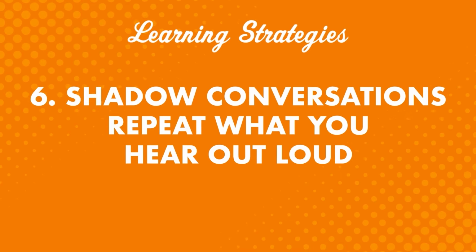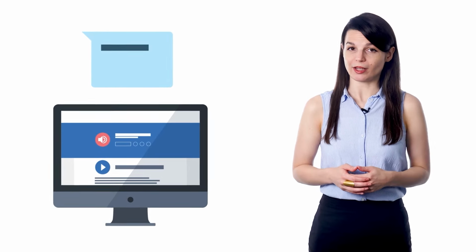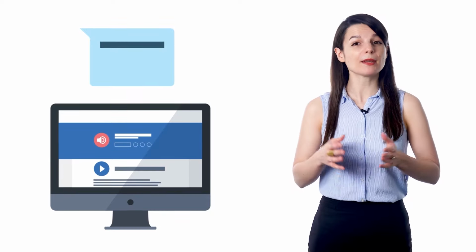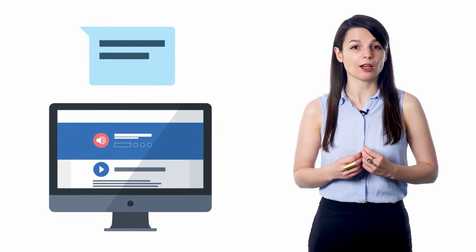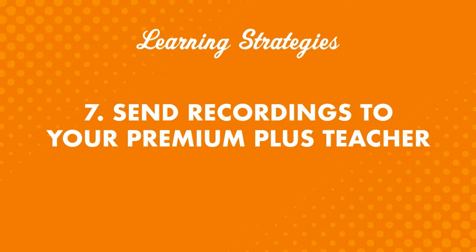6. Shadow conversations. Repeat what you hear out loud. This tactic is important, but it can be tricky when you're doing a brand new lesson. If you're reviewing dialogues from lessons you've done though, it's super easy to do. Just listen to the dialogue and repeat what you hear. Shadowing means mimicking the speaker as soon as they speak, following their intonation and rhythms as closely as possible.